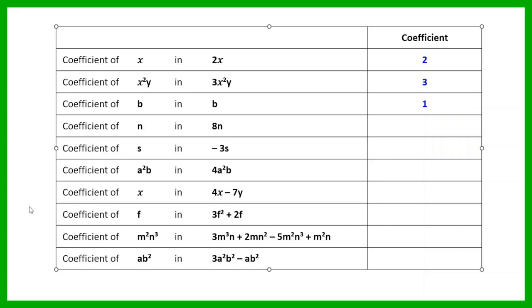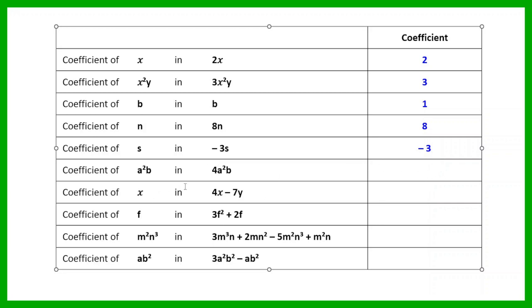Okay, so let's see what you got for each of these. So for the next one that we haven't done yet, we have to find the coefficient of n in 8n. So the coefficient there is 8. Then we've got to find the coefficient of s in negative 3s. Now you have to be careful with this one. The coefficient is negative 3. It's not just 3, it is negative 3. So when you've got a negative term, then the coefficient is going to be negative. That negative is part of the term and is part of the coefficient.